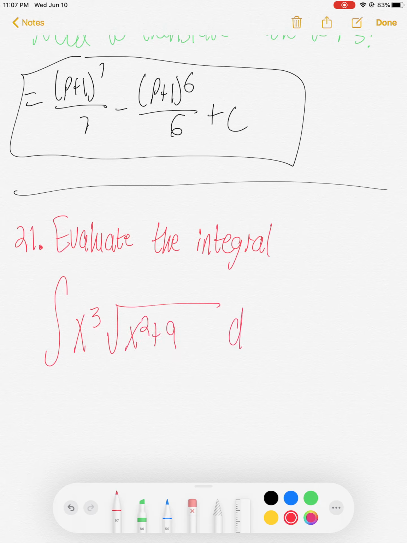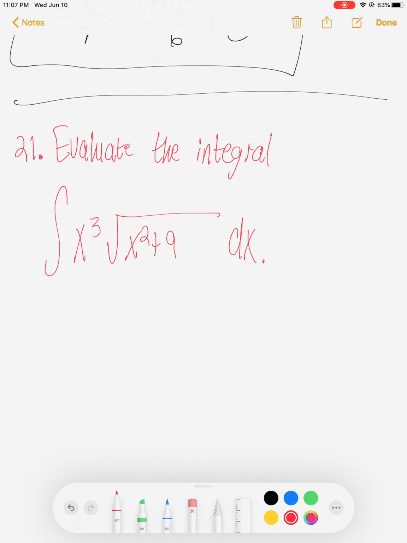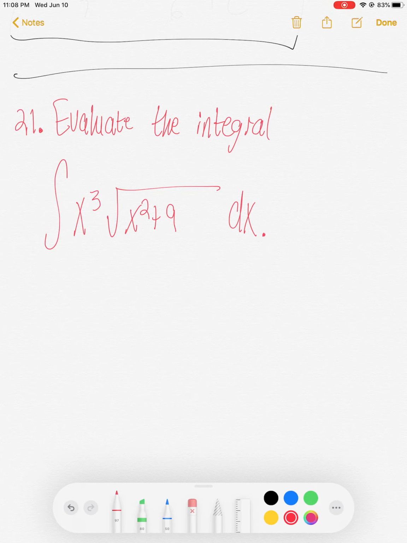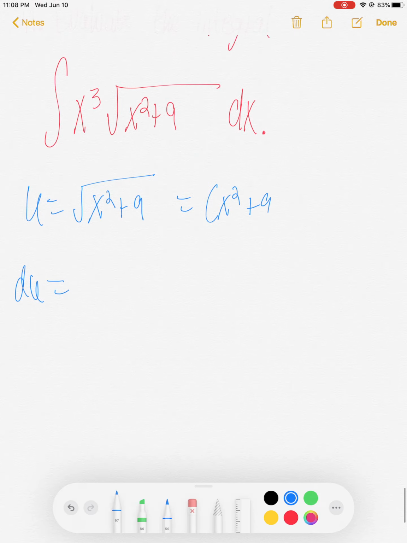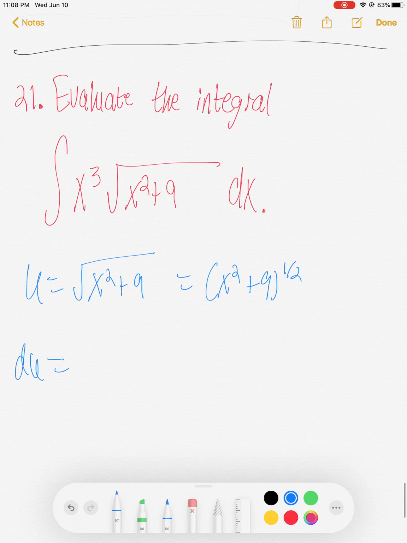Now let's do problem 21. Evaluate the integral. Okay, so the integral is the integral of x cubed square root x squared plus 9 dx. Okay, so what I'm going to do this time is make a substitution here. This isn't one that we can straightforwardly solve, just like some of the other ones. And in this case, the most natural choice of a substitution is going to be this square root here. So I'm going to let u be the square root of x squared plus 9.